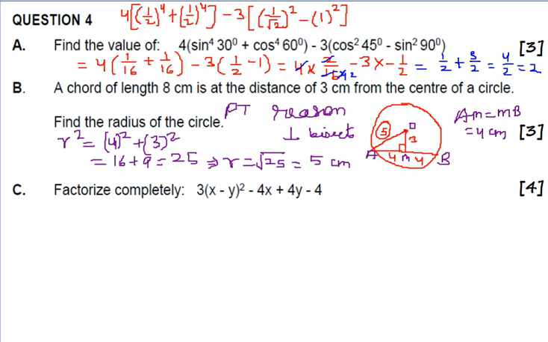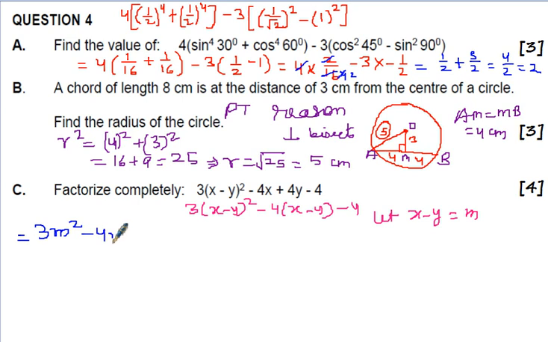Now this is the last part. Here you have been given, many children find it difficult, 3(x minus y) the whole square, and you can take 4 common here, 4(x minus y) minus 4. Now you can assume let x minus y is m or a, and then you can rewrite. So it will become 3m square minus 4m minus 4. 3m^2 minus 4m minus 4.